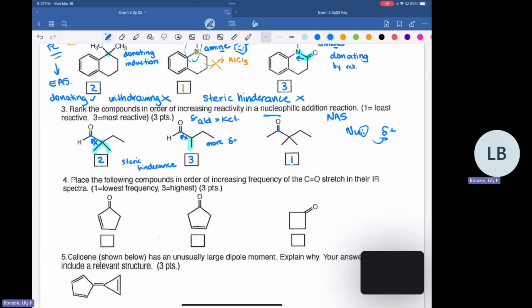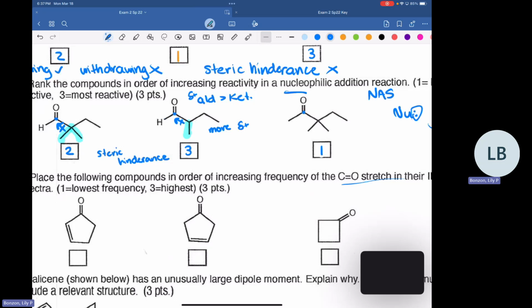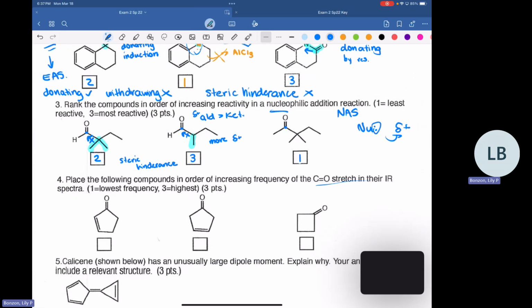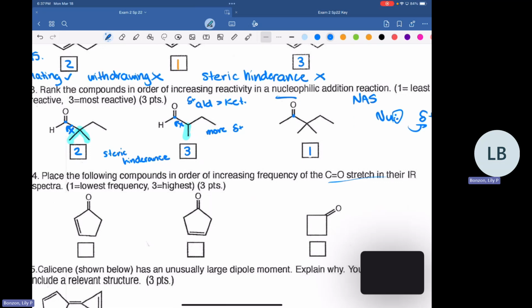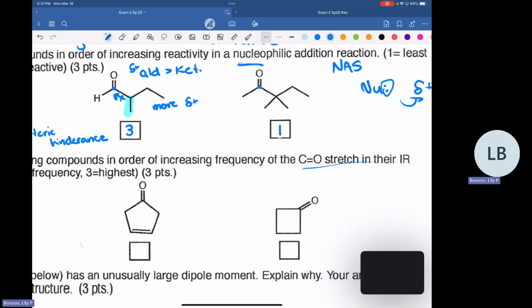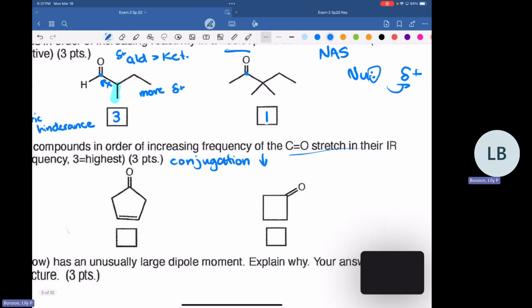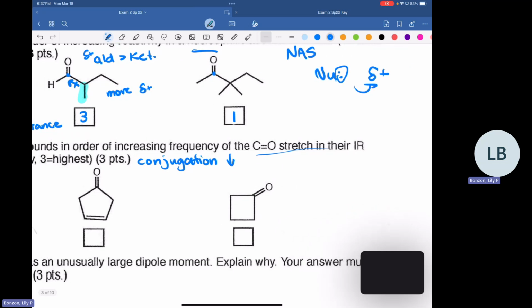We've got carbonyl stretch in the IR spectra. Kind of don't want to see the IR in the facts questions, but it is what it is. For these frequency questions, you'll want to remember that conjugation lowers frequency. And another thing that lowers frequency is more alkyl groups. So if you have a more substituted carbon, that would also lower the frequency.